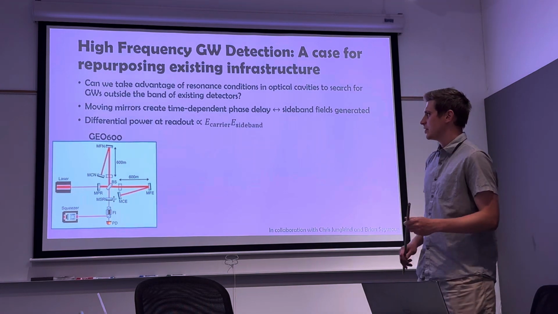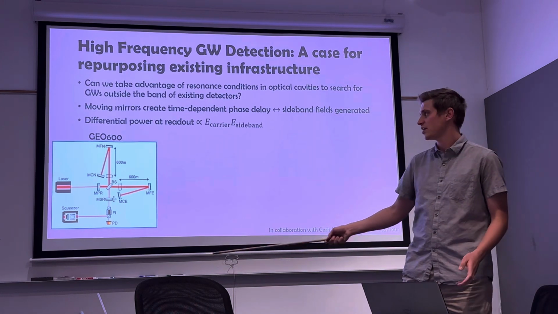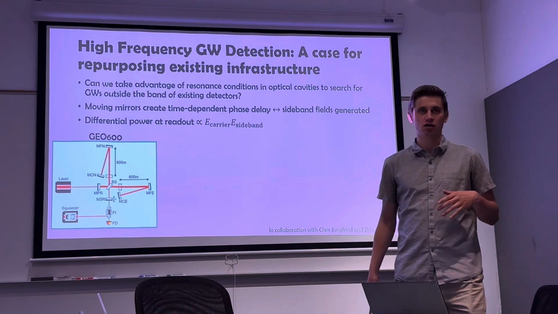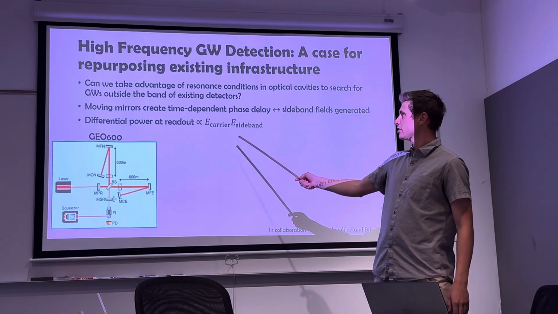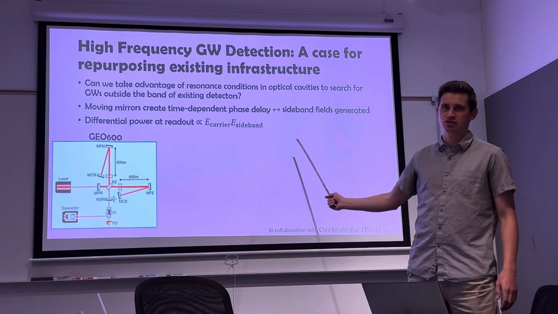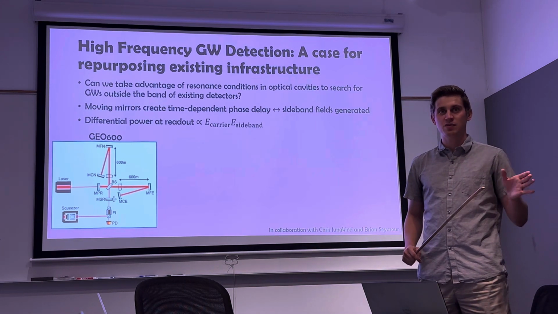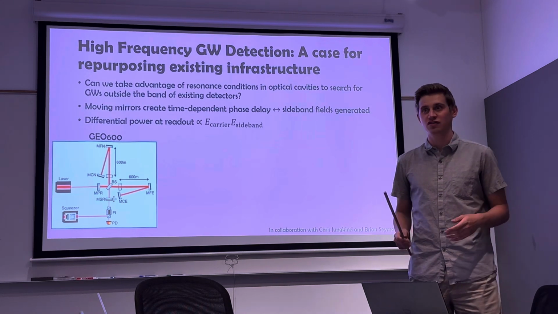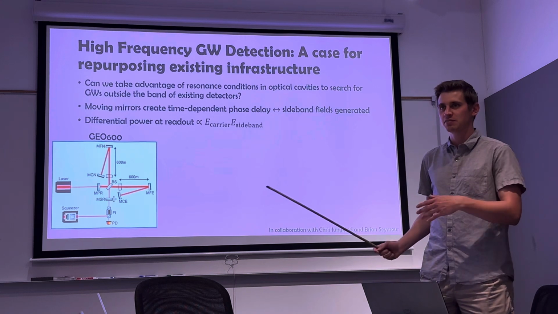Now, if we consider some interferometers, such as GEO600, an interferometer in Europe that I've depicted here, the differential power at the readout, basically our readout signal, is going to scale as the product of the carrier electric field and the sideband electric field. You can see this by writing your total electric field as the sum of the carrier and the sideband, recalling power as the square of the electric field, and then taking the first order correction from the sidebands.